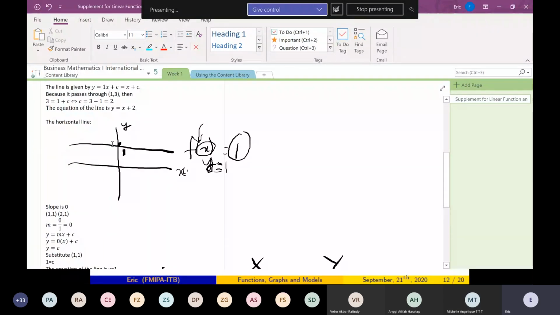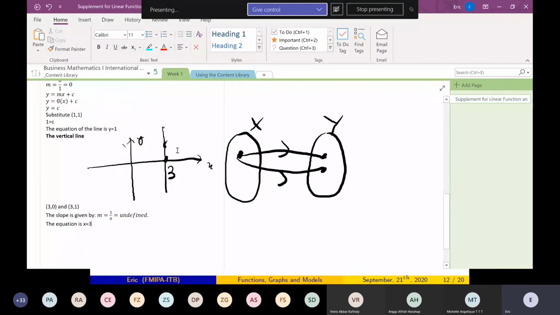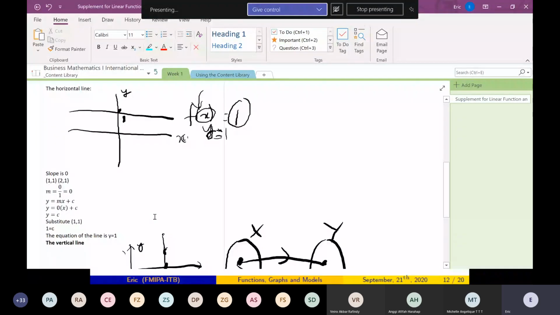If you see this, all y equals 1, everywhere. What about this? All x equals 3: (3, 1), (3, 2), (3, 4), (3, -1), (3, -2), and so on. So the equation of this vertical line is x = 3. The slope is undefined. And for this one, the slope is 0 because it doesn't change height. When it doesn't change height, you have 0 as the slope or gradient of the line.